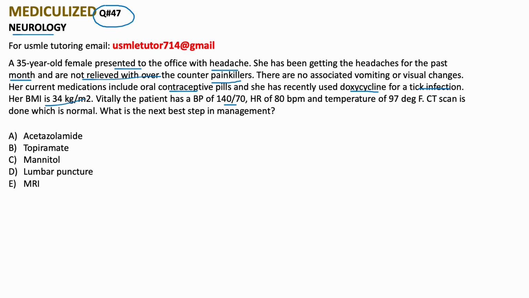Vitally, the patient has a blood pressure of 140/70, heart rate of 80, temperature is 97, so that's fine. Slightly there is hypertension there. CT scan is done, which is normal. Which of the following is the next step in management?